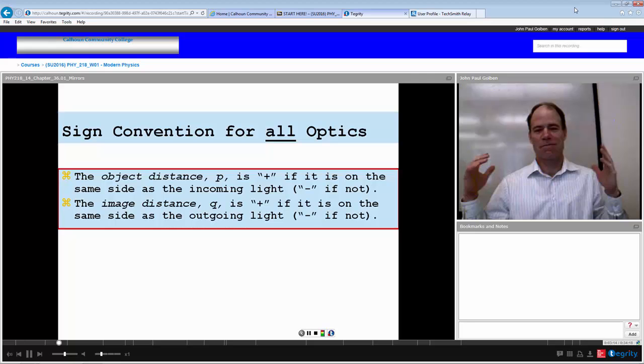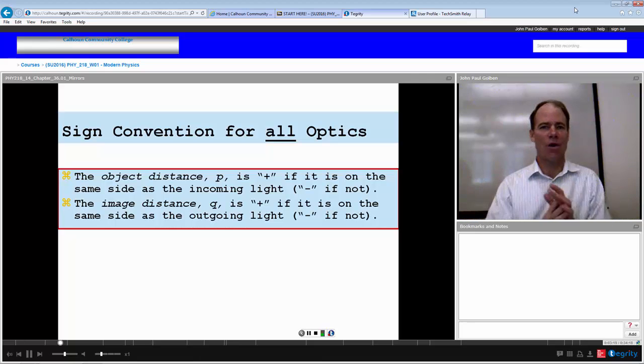So it's a very simple convention, but it's something that we can apply to all the optics we're going to look at in this chapter, geometric optics. So not just mirrors. So keep this in mind, and it'll make the optics much more easy to deal with, especially the equations. So P is positive if it's on the side of the incoming ray of light. Q, the image distance, is positive if it's on the side of the outgoing ray of light.